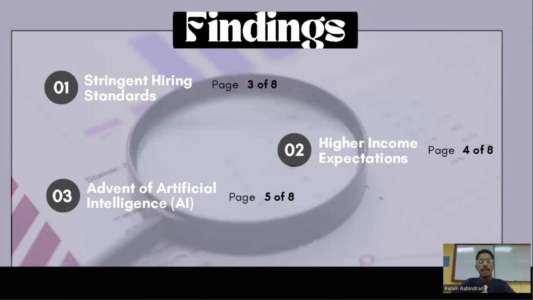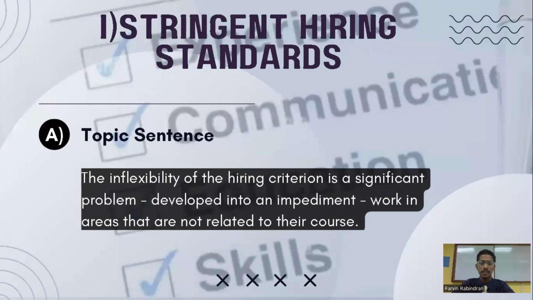So now let us go into the first finding of my report. Based on the findings and understanding, the first cause of unemployment among fresh graduates is due to the stringent hiring standards. So this is what we call a topic sentence, which I've stated just now. A topic sentence is a sentence which explains the topic or introduces the idea of the topic.